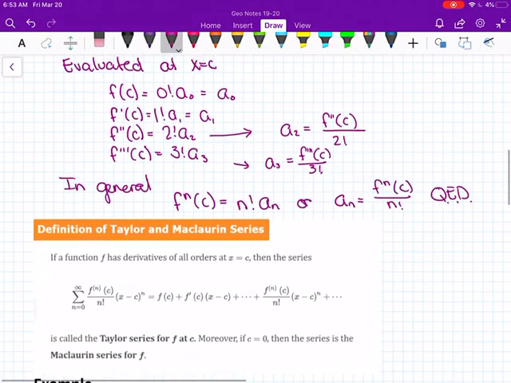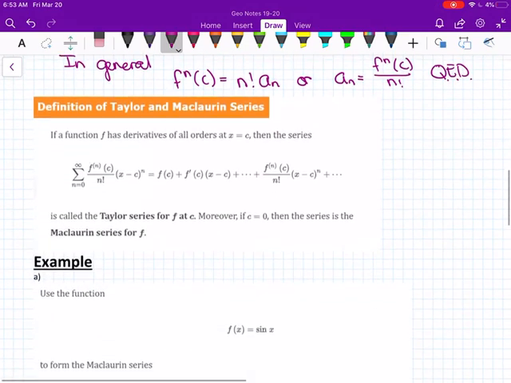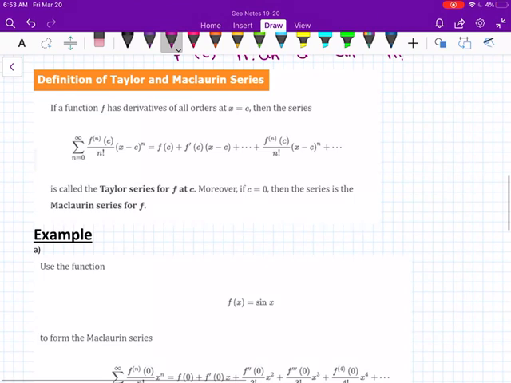Okay, now we have the definition of a Taylor and Maclaurin series. So if a function f has derivatives of all orders at x equals c, then the series, which is the sum from n equals 0 to infinity of the nth derivative of f at c divided by n factorial times x minus c to the n, is called the Taylor series at c.